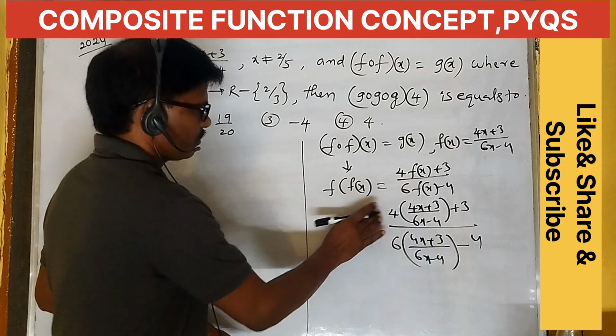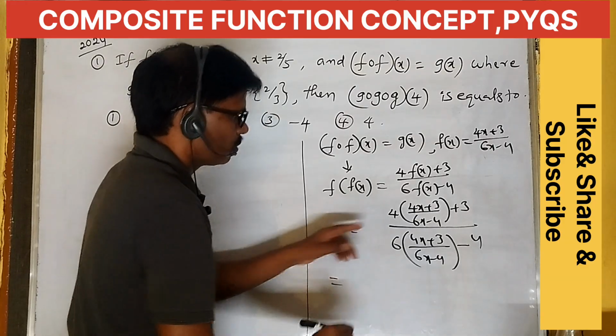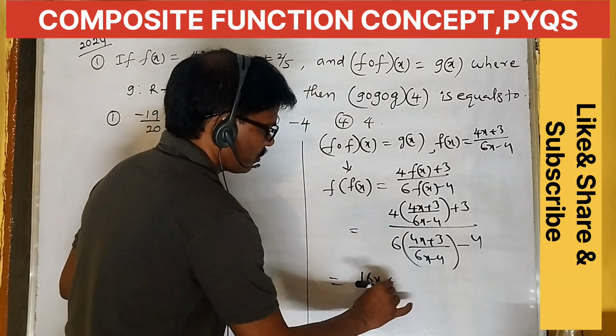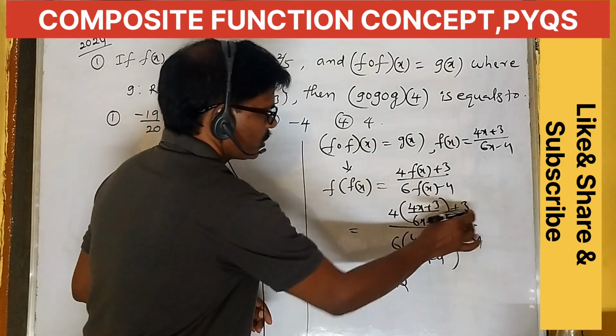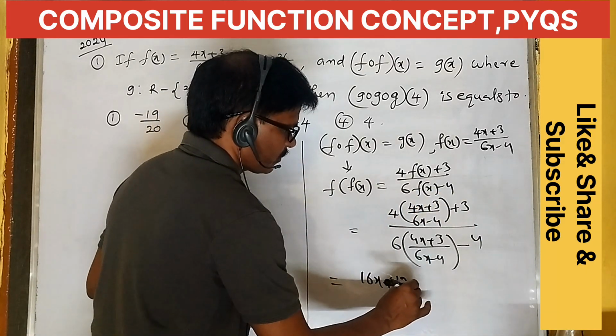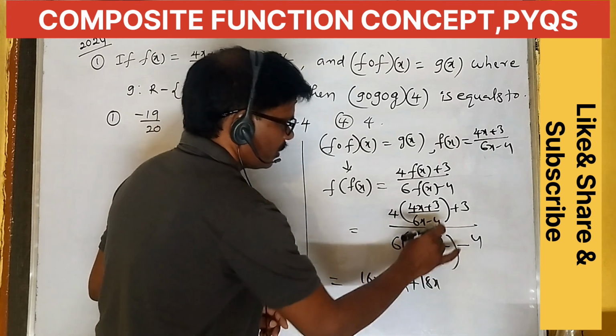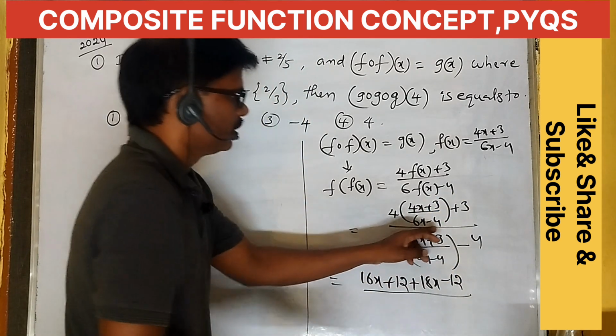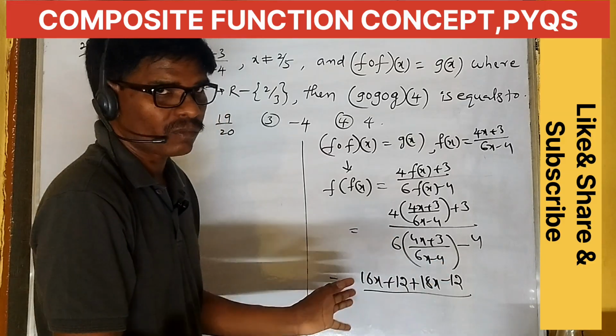Okay, simplify this one. 4 into 4 is 16x, 4 threes are 12. 3 sixes are 18, plus 18x. Next, minus 4 into minus 12, minus 12, by the denominator 6x minus 4.